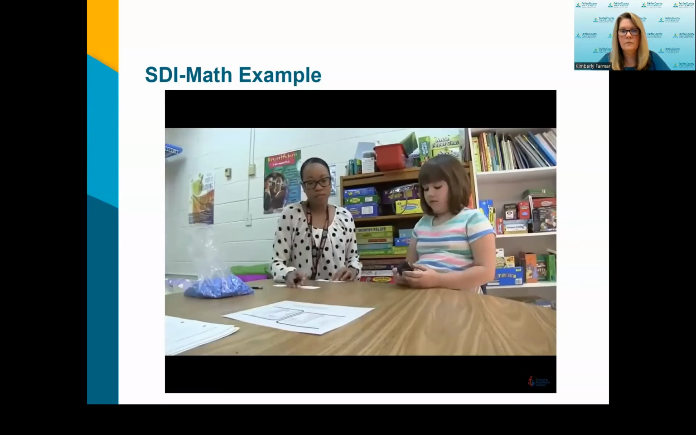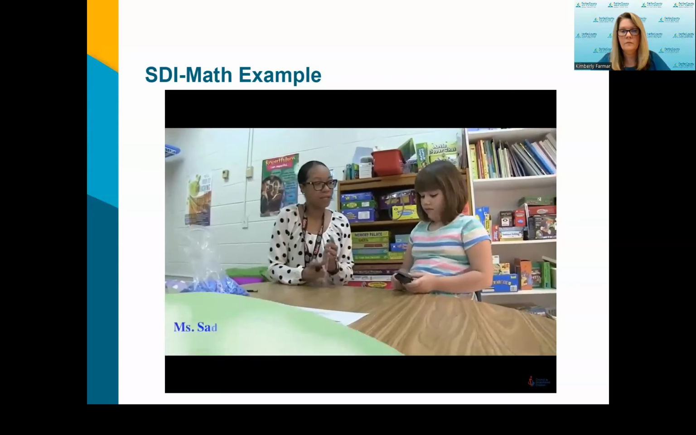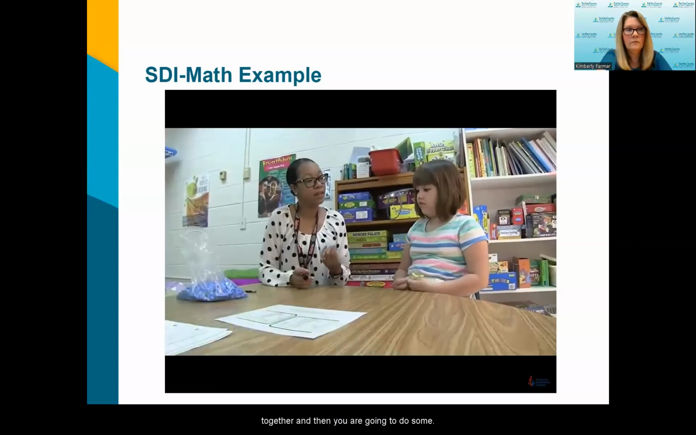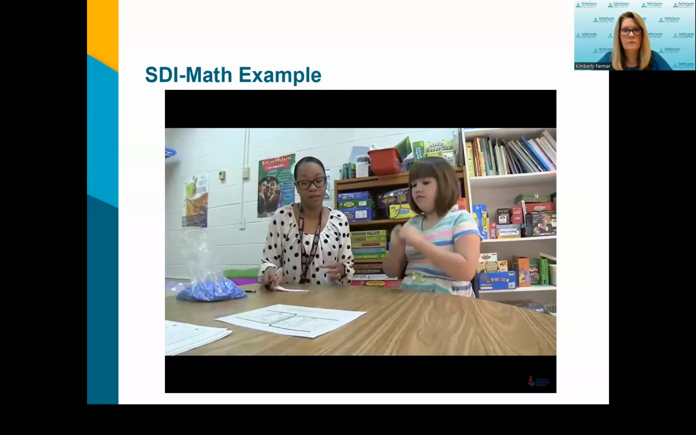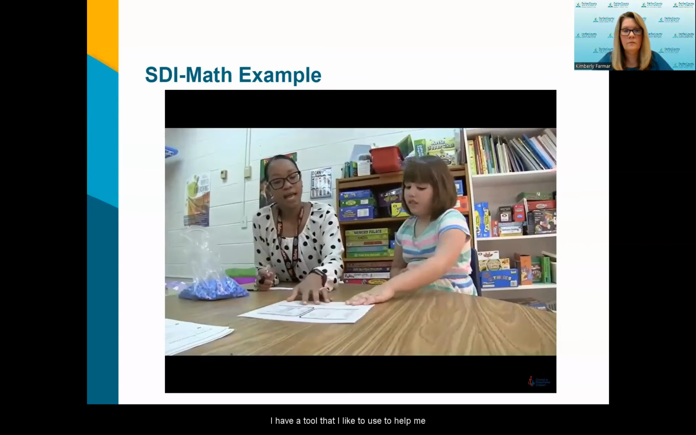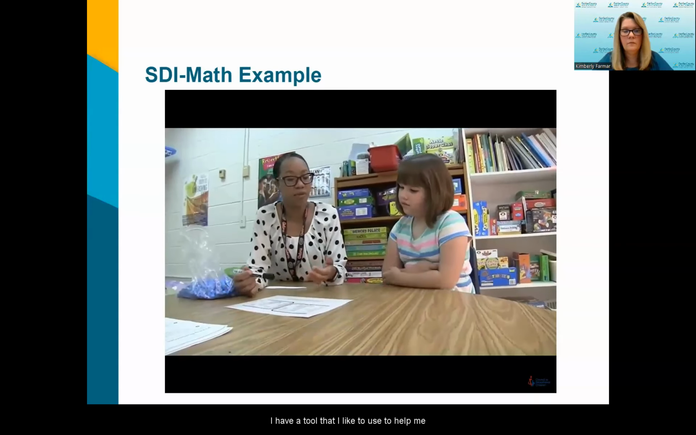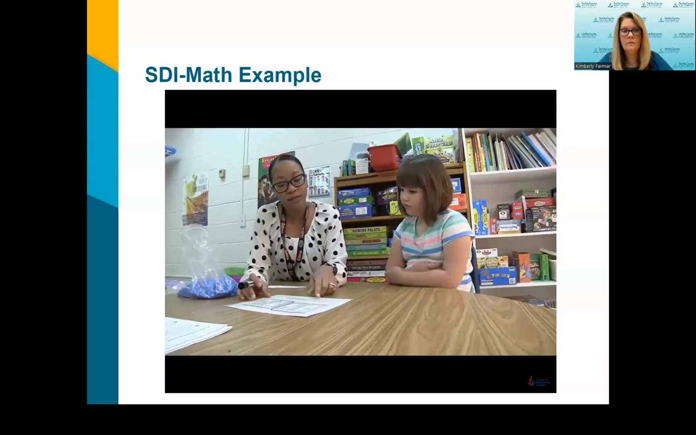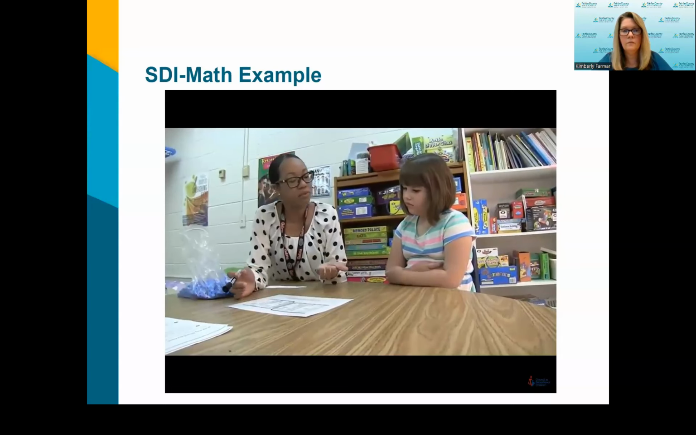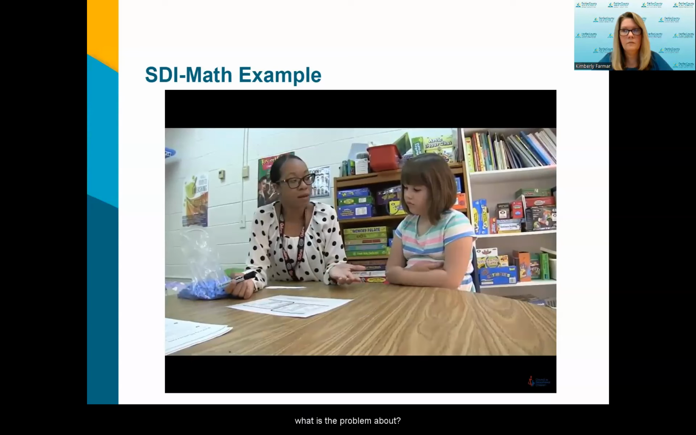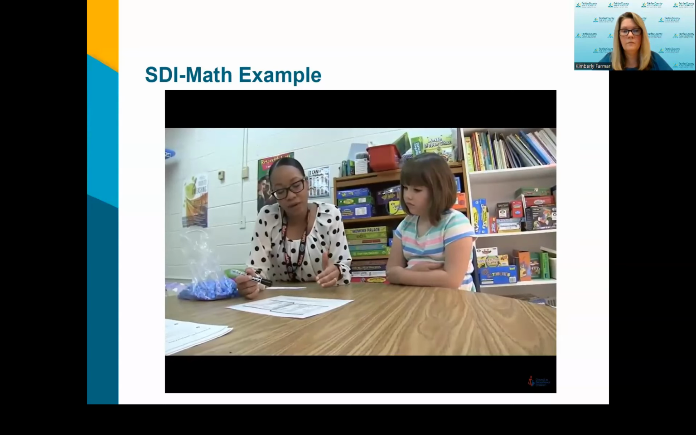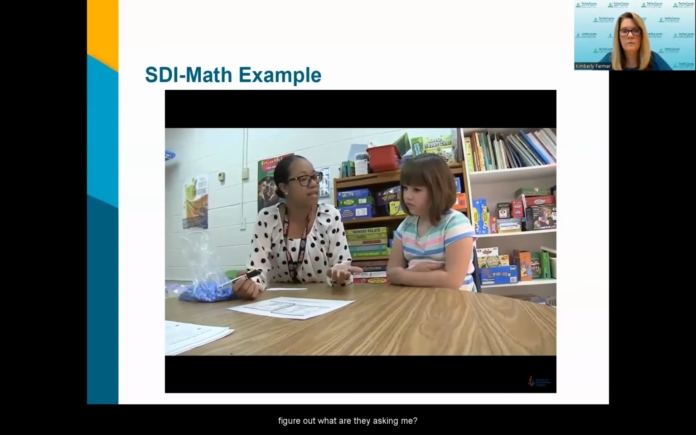If we are going to do some word problems today, I'm going to do one all by myself, and then we're going to do some together, and then you are going to do some all by yourself. Okay, here I have a tool that I like to use to help me remember the steps to solving a word problem. So here, the first step I do is read the problem and think, what is the problem about? Then for step 2, I reread the problem and try to figure out what are they asking me.